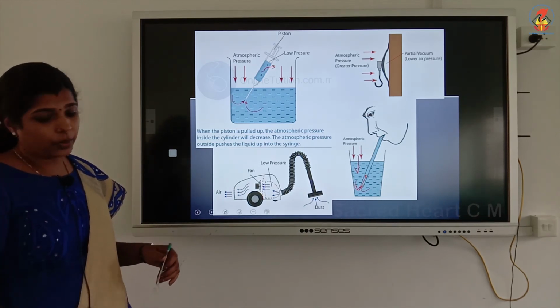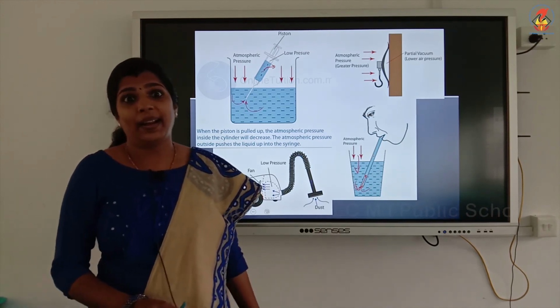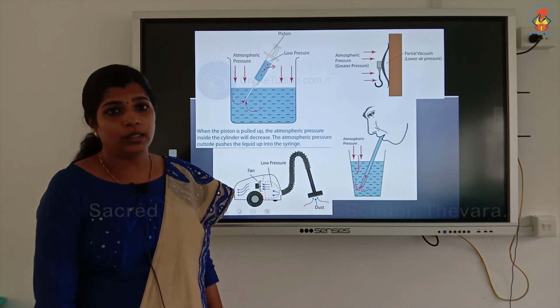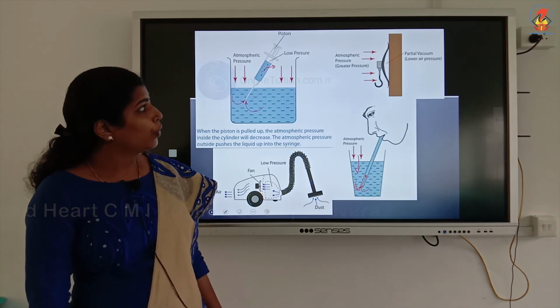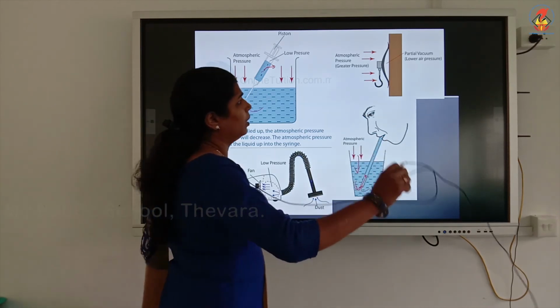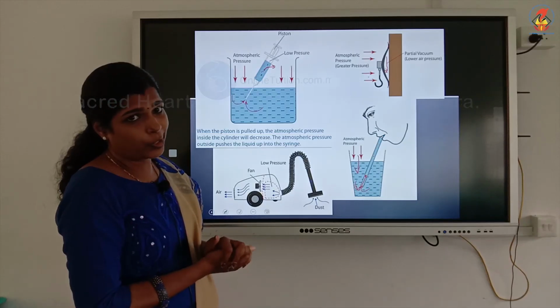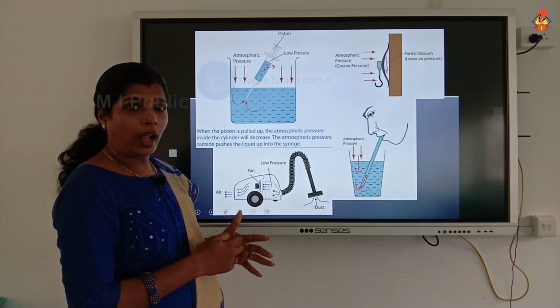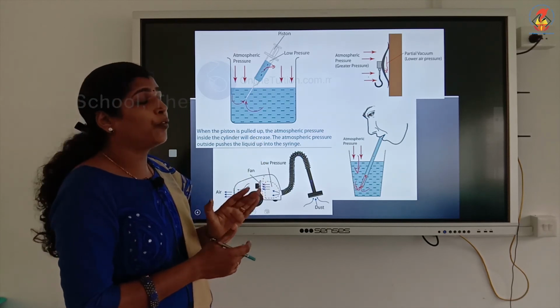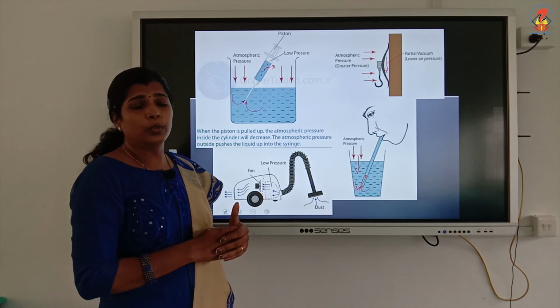Then the same applies to the rubber suction pad. Normally we use that to hold calendars and clothes on a smooth wall. When you fix that suction pad on the smooth wall, the air will be removed from inside this portion, so inside the space between the wall and the suction pad it is low pressure, and outside it is atmospheric pressure. Atmospheric pressure is greater than the inside pressure, and the suction pad will attach firmly to the smooth wall.